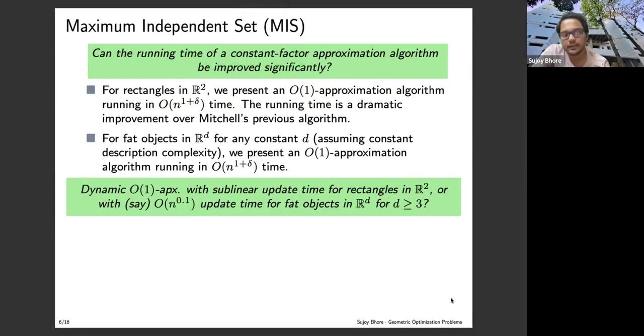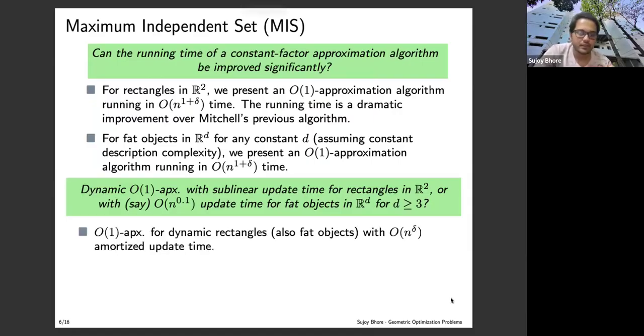Next, the question is about dynamization. Does there exist a constant factor approximation with sublinear update time for rectangles, or say n to the 0.1 update time for fat objects in R^d for d greater or equal to 3? It also turns out to be yes, it is possible to maintain a constant factor approximation. Originally, this is the problem that I was interested in, to get a constant factor for dynamic rectangles or fat objects. But the typical approach is to go via the static one.